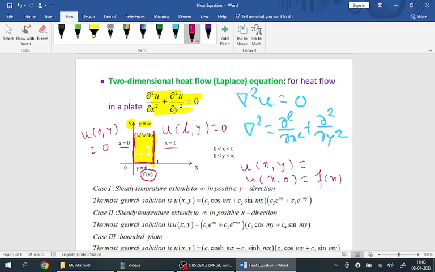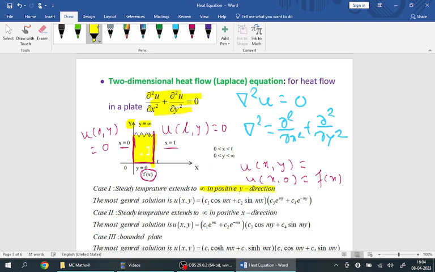Now we have to solve the problem dou 2u by dou x square plus dou 2u by dou y square equal to 0. So whenever there is case 1, generally the solution is selected when the plate is unbounded along the y direction.